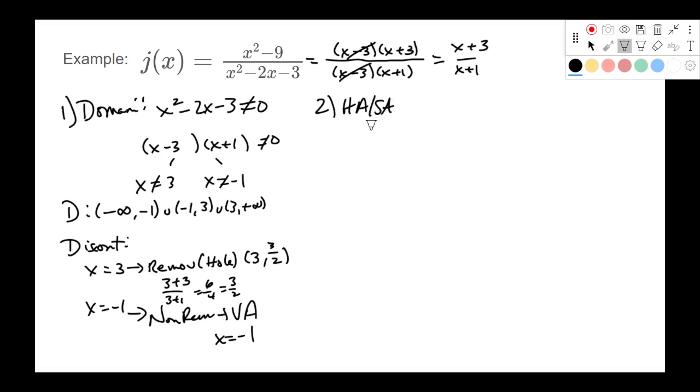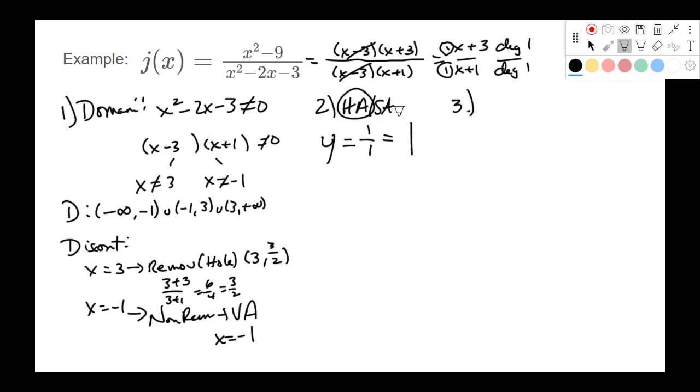To find the horizontal or slant asymptote, let's take this function that's now been simplified. It has degree 1 on the top. It has degree 1 on the bottom. So the degrees are equal to each other. So I'm going to have a horizontal asymptote at the line where these two coefficients, there's a coefficient of 1 here, there's a coefficient of 1 here. So I'm going to take 1 divided by 1, and y equals 1 is my horizontal asymptote.